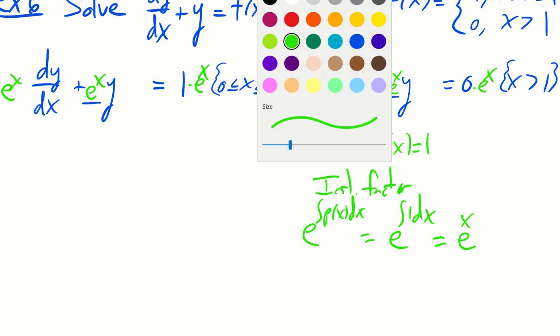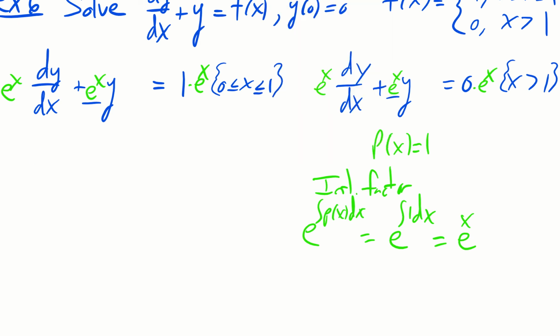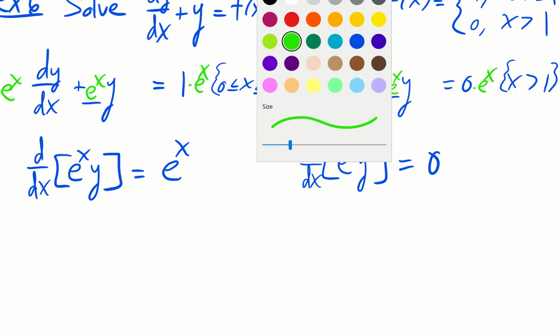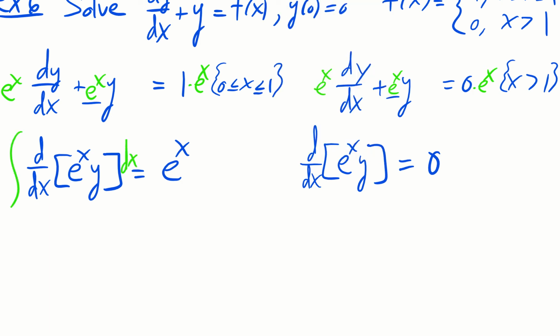And now we can go ahead and solve these. We know that this expresses the left-hand side as an exact derivative. It's the integrating factor times the solution function y. It's going to be equal to e to the x. Similarly for this one, we're going to have e to the x y, in this case simply equal to 0. And now we integrate both sides to solve for y. We're going to take the antiderivative with respect to x.